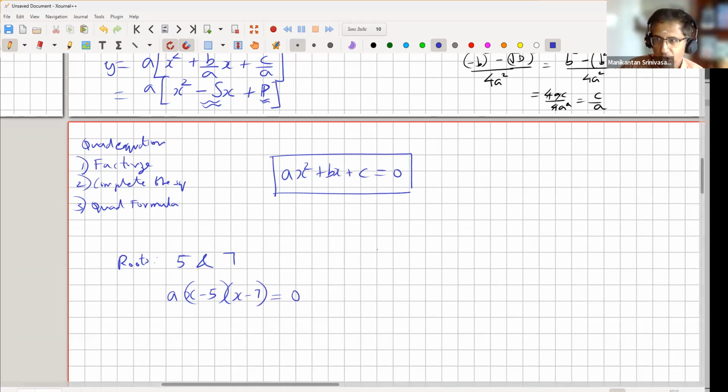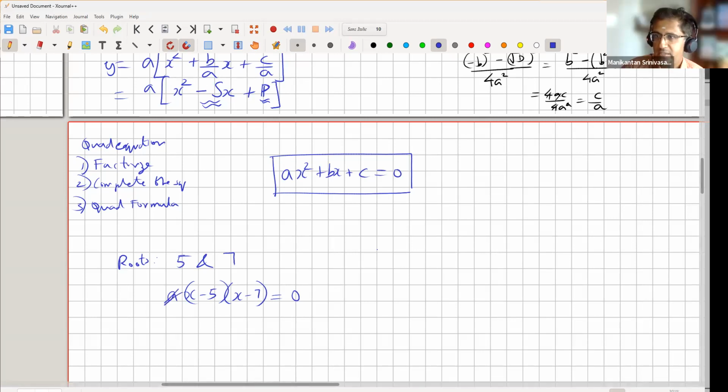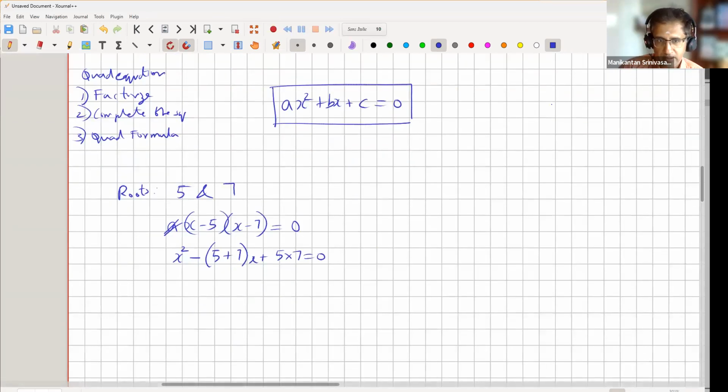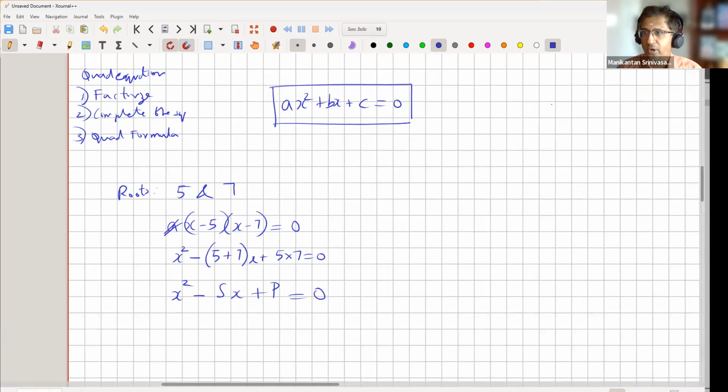You're asking for an equation, right? Therefore, you put equal to 0, which means the a does not even matter. So it's just x minus 5 into x minus 7 equal to 0 becomes the quadratic equation. Or you can just say x square minus 5x minus 7x, which is why it becomes x square minus (5 plus 7)x plus 5 into 7 equal to 0. Right? So x square minus sum of roots into x plus product of roots equal to 0. So given the sum and the product, I can simply write the equation as x square minus sx plus p equal to 0.